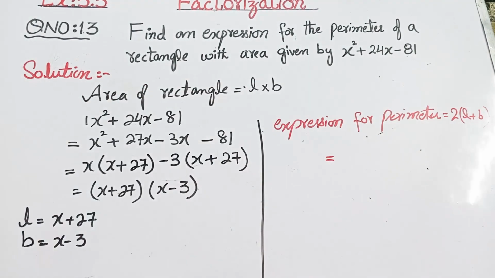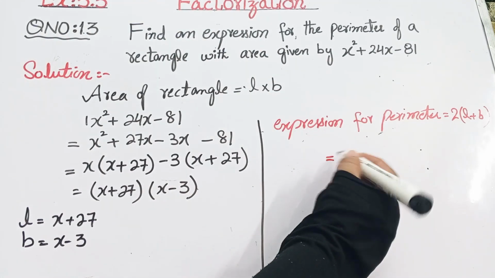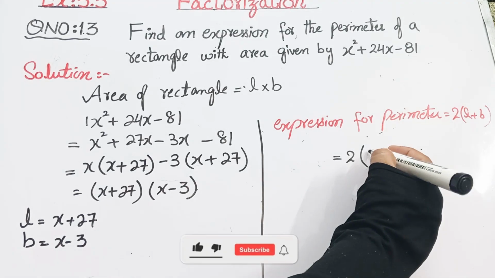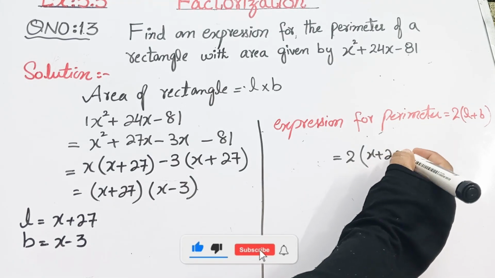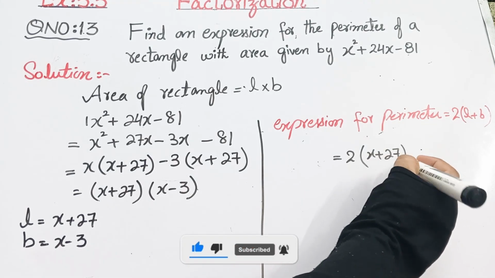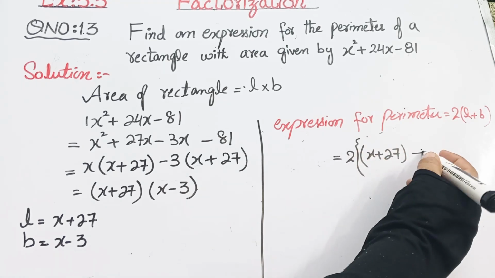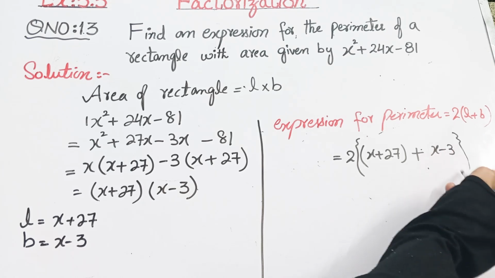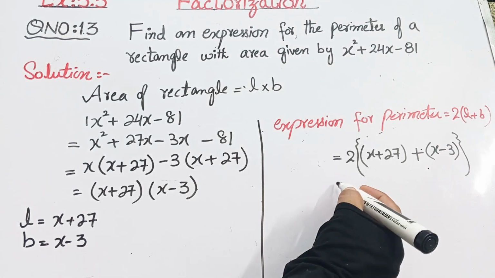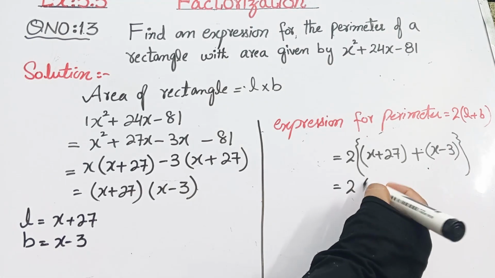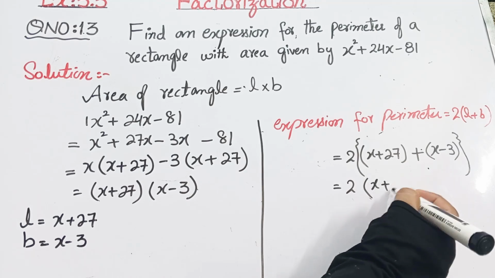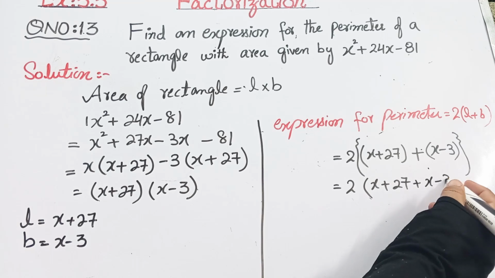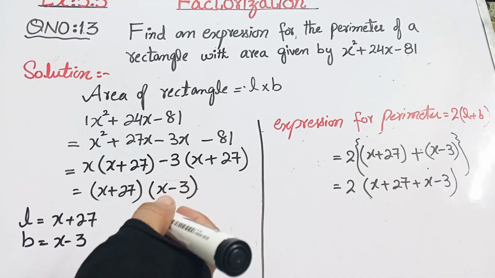Where length is x plus 27, 2 times length x plus 27 plus breadth x minus 3. So open the bracket and solve it. So 2 into x plus 27 plus x minus 3. Solve the like terms.